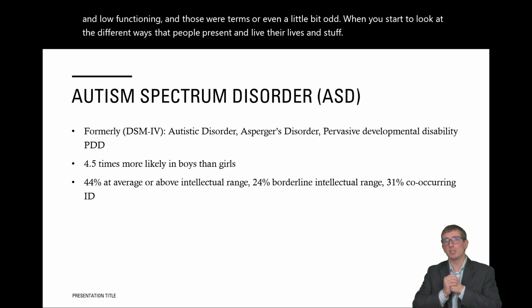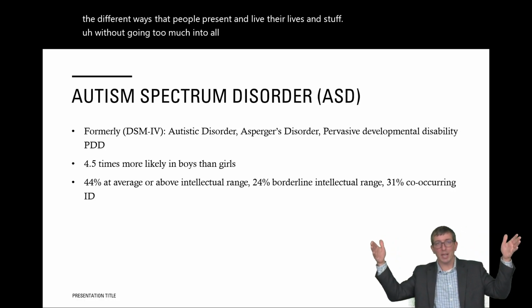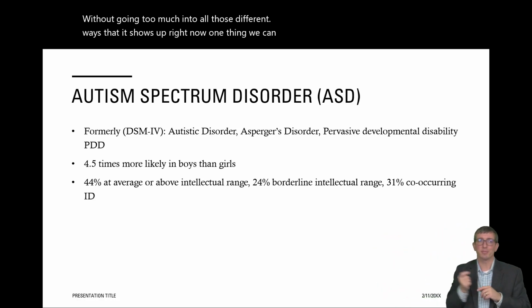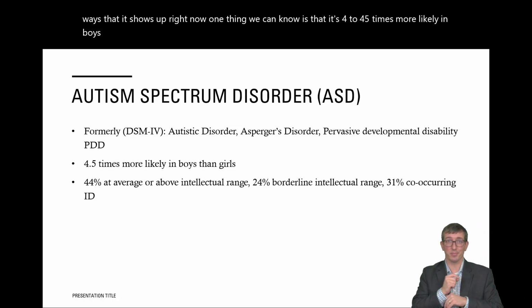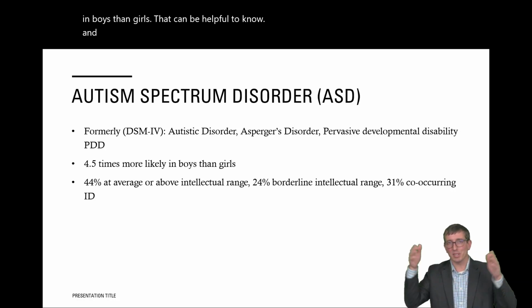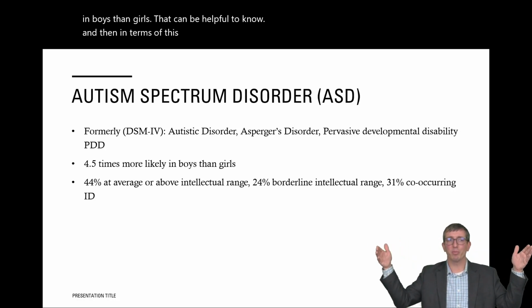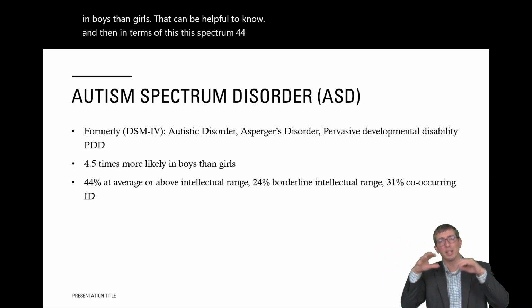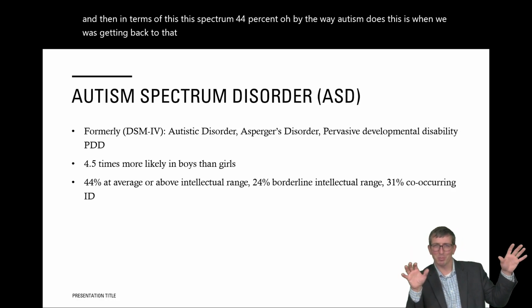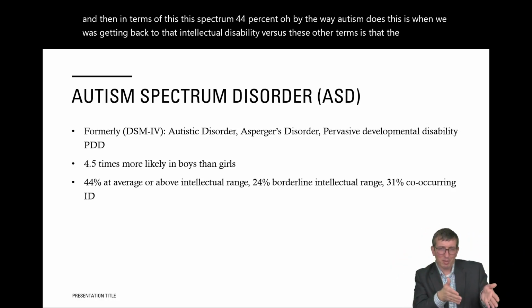Without going too much into all those different ways that it shows up right now, one thing we can know is that it's 4 to 4.5 times more likely in boys than girls. That can be helpful to know. And then in terms of this spectrum, 44%. Oh, by the way, this is when I was getting back to that intellectual disability versus these other terms. Is it the umbrella term or is it the specific thing?